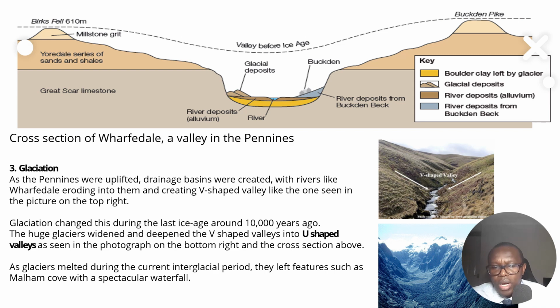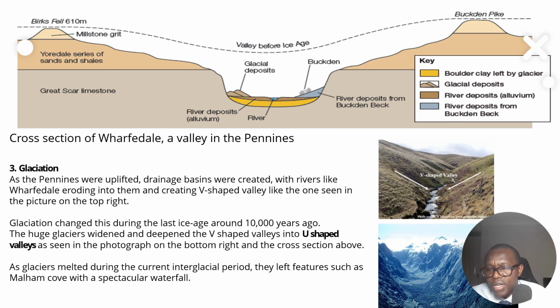So as the Pennines were uplifted, drainage basins were created. Now, on every kind of upland landscape that you have, you're likely to have a drainage basin, which is draining water from the landscape around it. And especially because it's an upland landscape, there's the force and the pull of gravity, obviously, that is causing the water to flow down the landscape towards what you can see here in the form of a V-shaped valley.